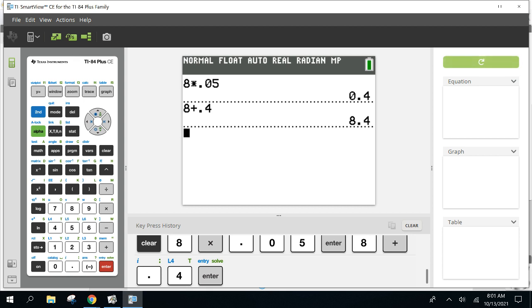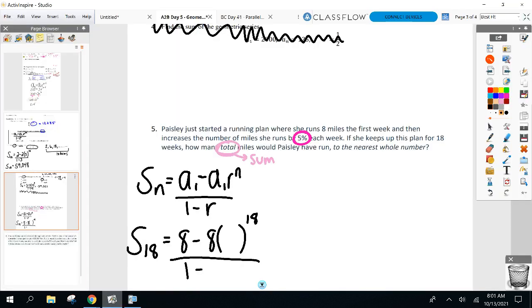So if you increase by a certain percent, you do 1. So your R value is going to be 1 plus the rate. Okay, 1 plus the rate as a decimal. What was 5% again? 0.05. So what's my actual R value, what I'm multiplying by? 1.05.